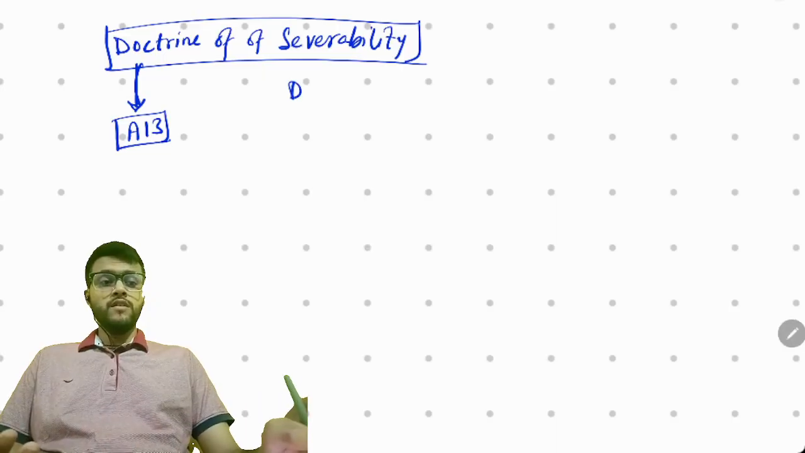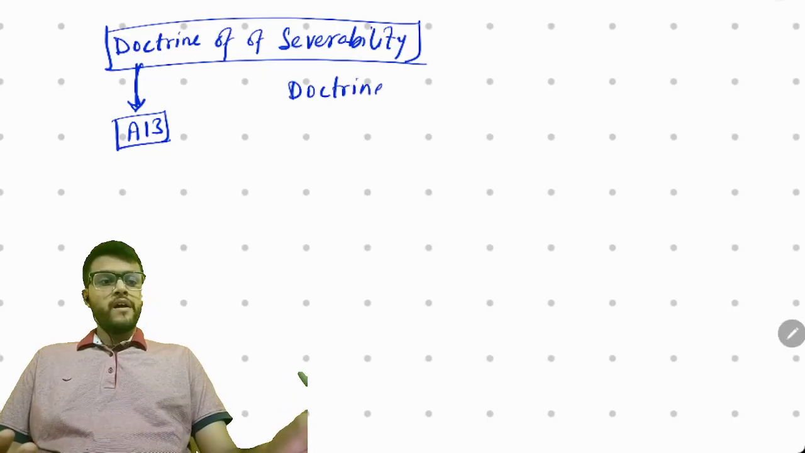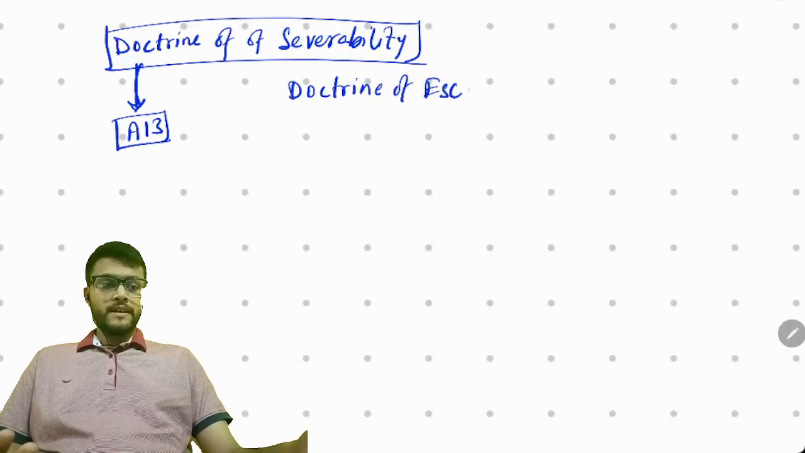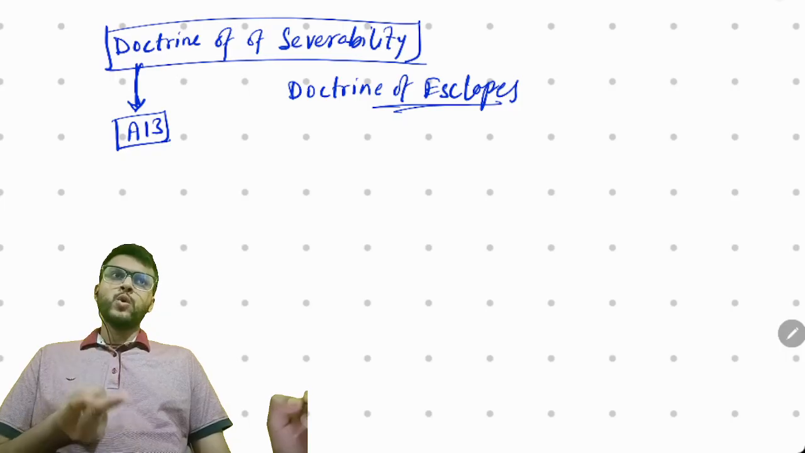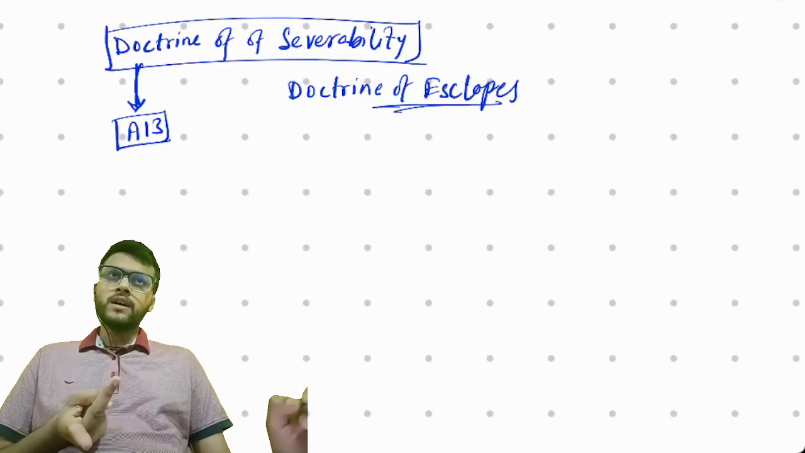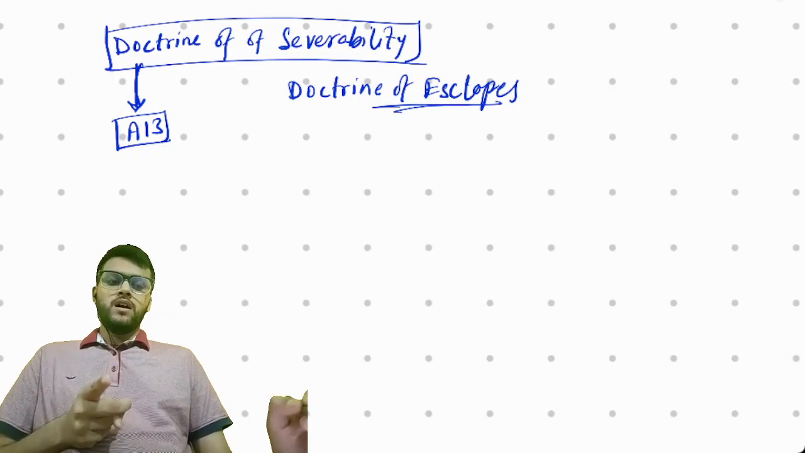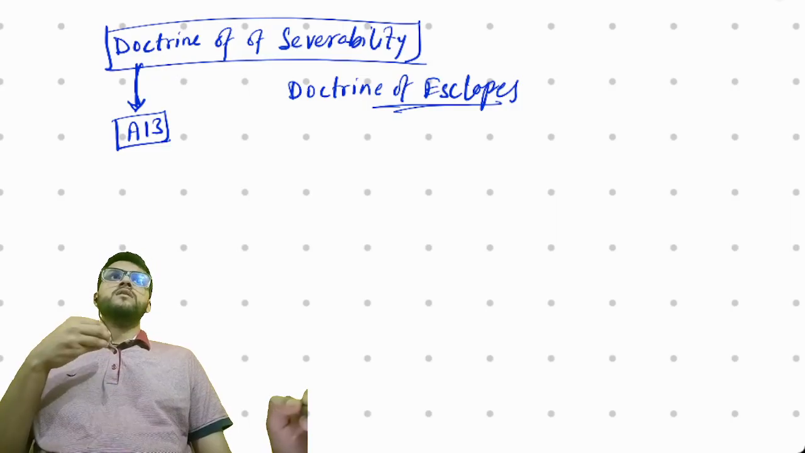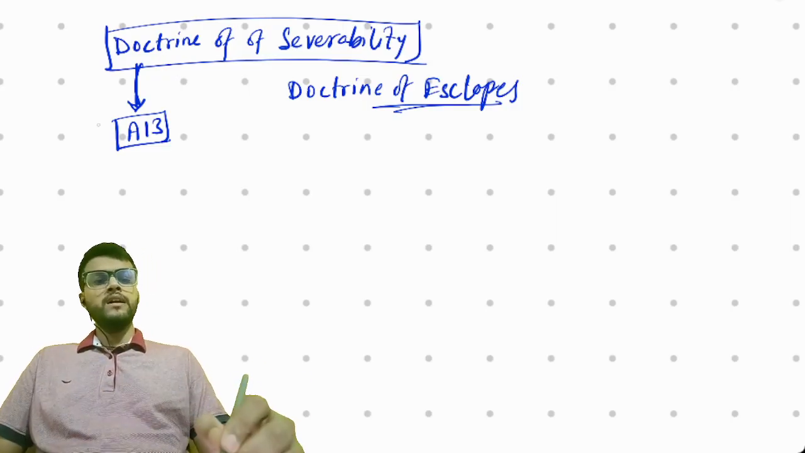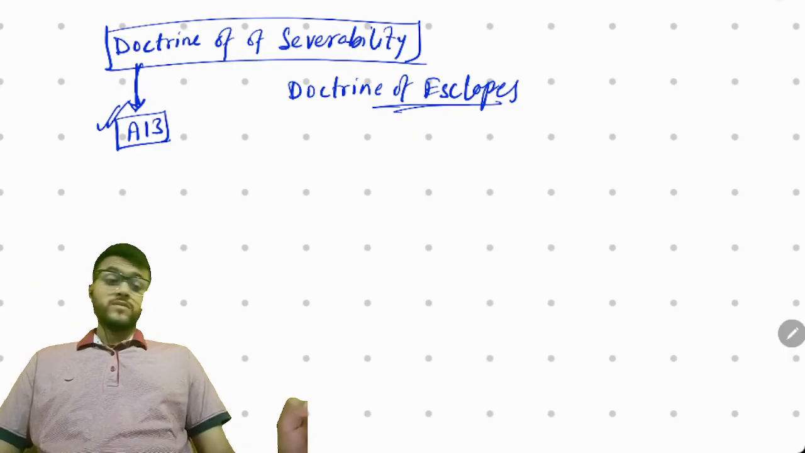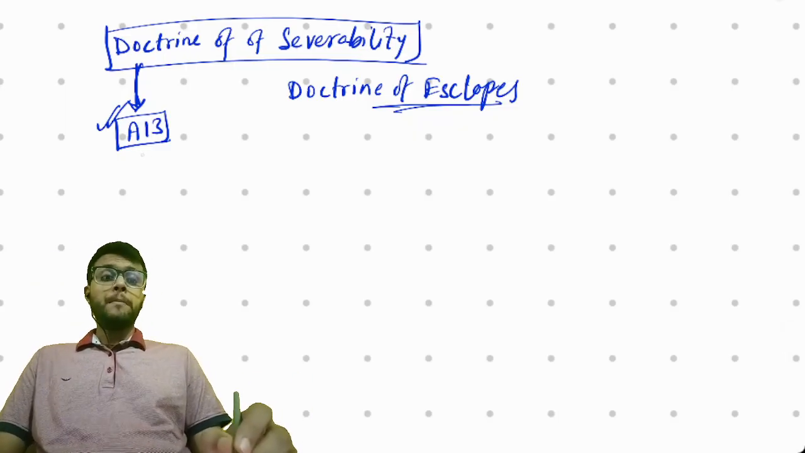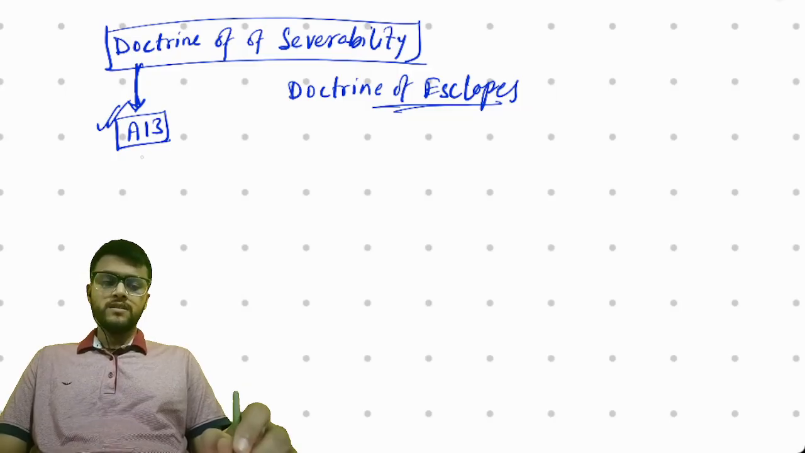The doctrine of eclipse. These doctrines we can discuss by linking with Article 13. So what is mentioned in Article 13?